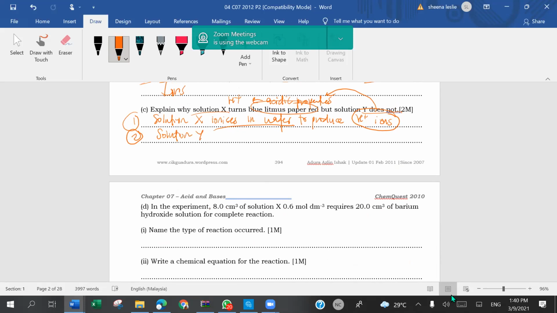Solution Y remains as a neutral molecule.